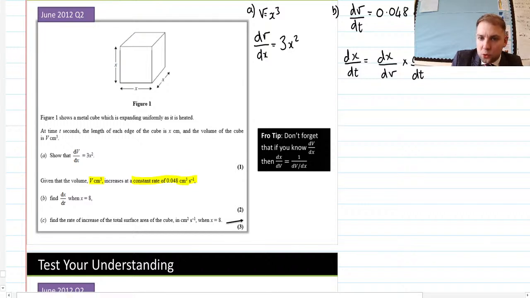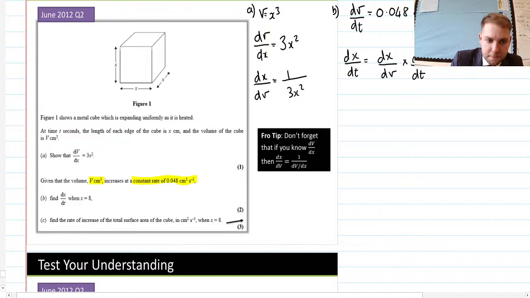Now, they've already told me what dV by dt is. That's this part up here, isn't it? And if I want dx by dv, it's going to be the reciprocal of dV by dx. So dx by dV is equal to 1 over 3x squared.